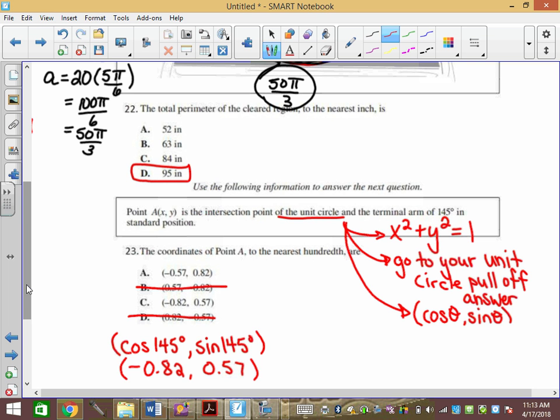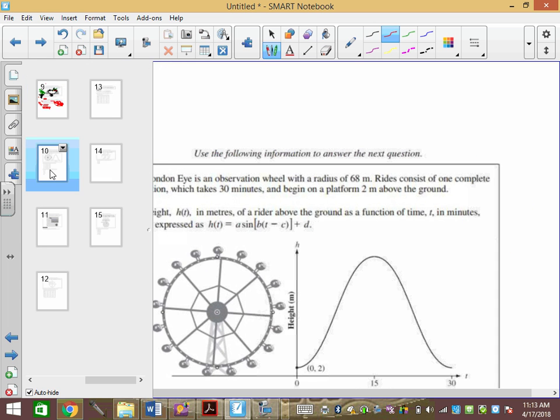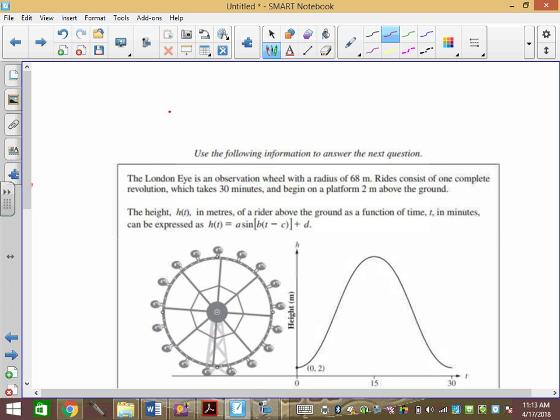We at the very least could have knocked these two out. Why? 145 is in quadrant 2, and x is negative and y is positive. At least we would have had a 50-50 if you were completely lost. You wouldn't be completely lost if you actually get to that, if you were halfway lost. Don't forget that. It says on the unit circle.